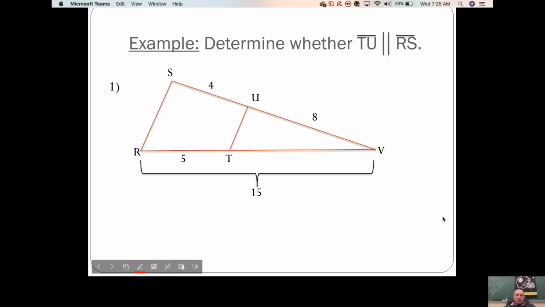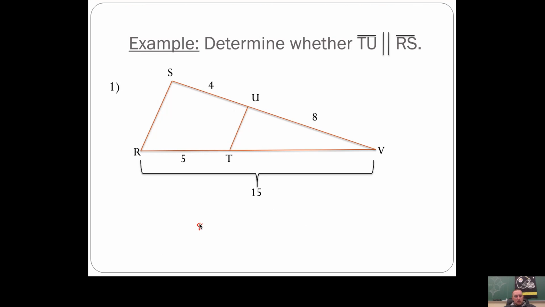So here's an example. We want to see if segment TU is parallel to segment RS. So we need to check to see if 8 to 4 is equal to this piece to 5. Now notice how this piece is not given. You know this whole length is 15. This piece is 5. So that's 10.